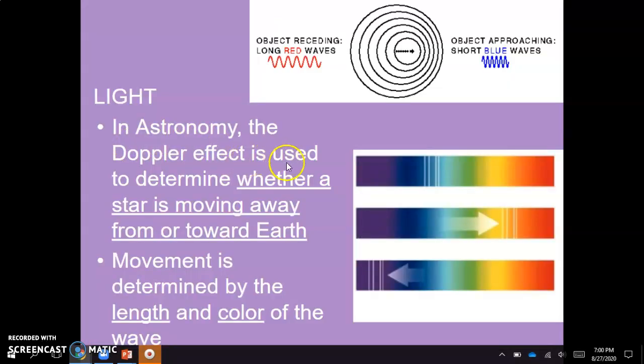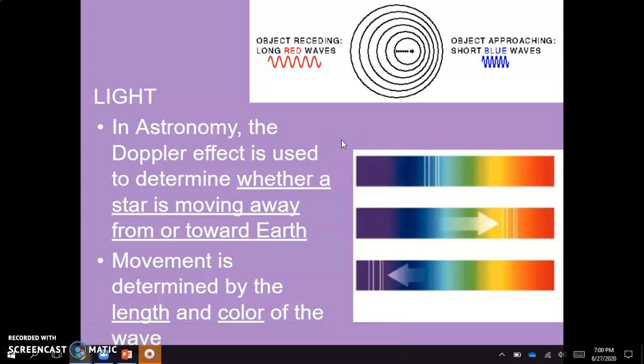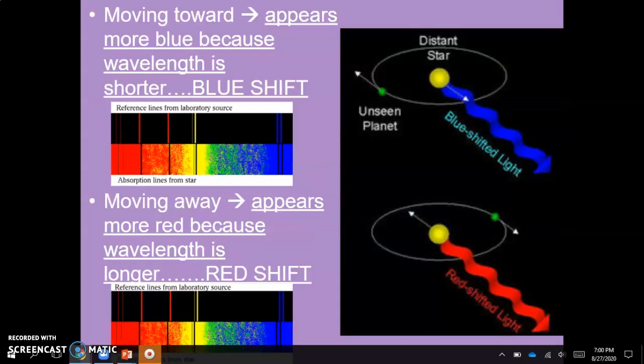In astronomy, the Doppler effect is used to determine whether a star is moving away from Earth or towards Earth. And the movement is determined by the length and the color of the wavelength. So again, if something is moving away from Earth, it'll look red. So the light will be shifted towards longer wavelengths, lower frequency. And if an object is approaching Earth, it'll appear blue. So it'll be shifted towards shorter wavelengths and higher frequency.